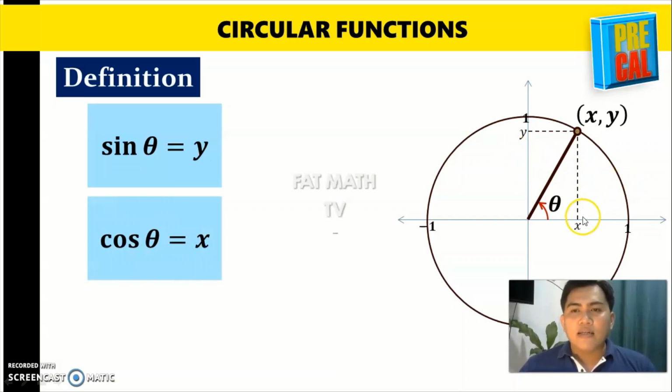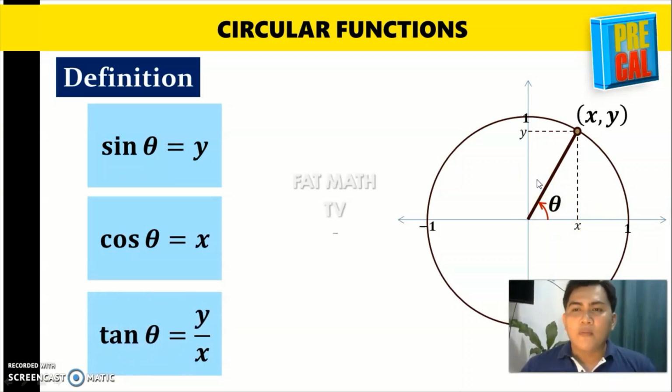The cosine of the angle is x, which is also the same as your trigonometric ratios: the cosine of the angle is adjacent side over the hypotenuse, which is 1. The hypotenuse here corresponds with the radius of the unit circle, which is 1 unit. So the cosine of the angle theta is x over 1, or simply x. Same with tangent. Tangent is opposite side over the adjacent side, so that's y over x.